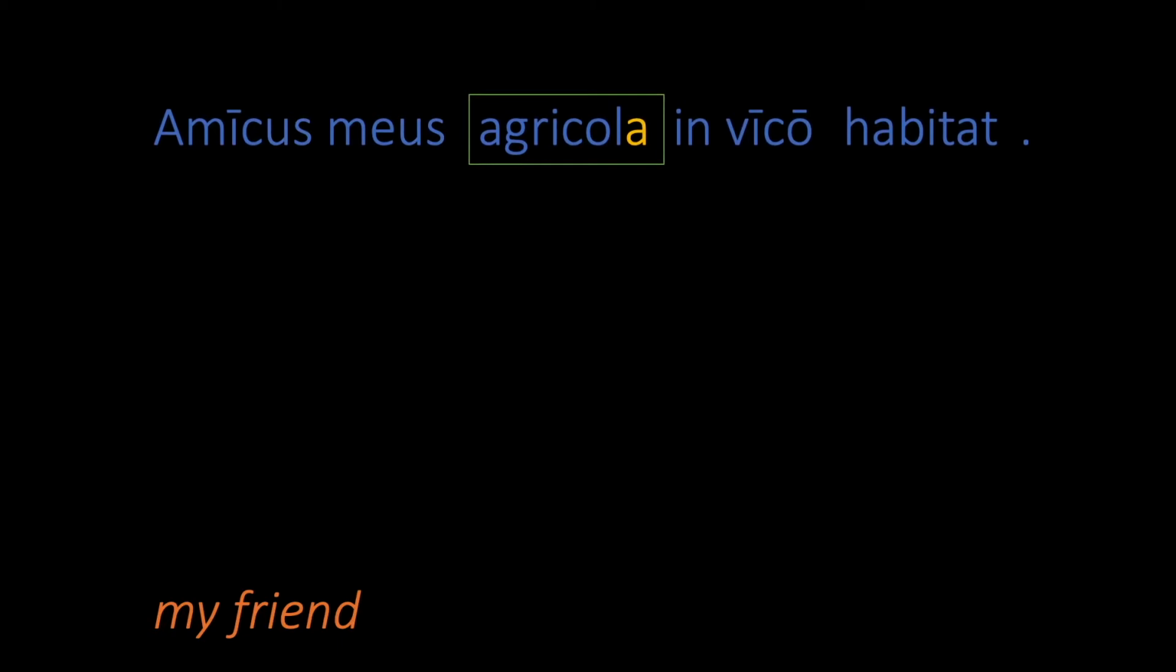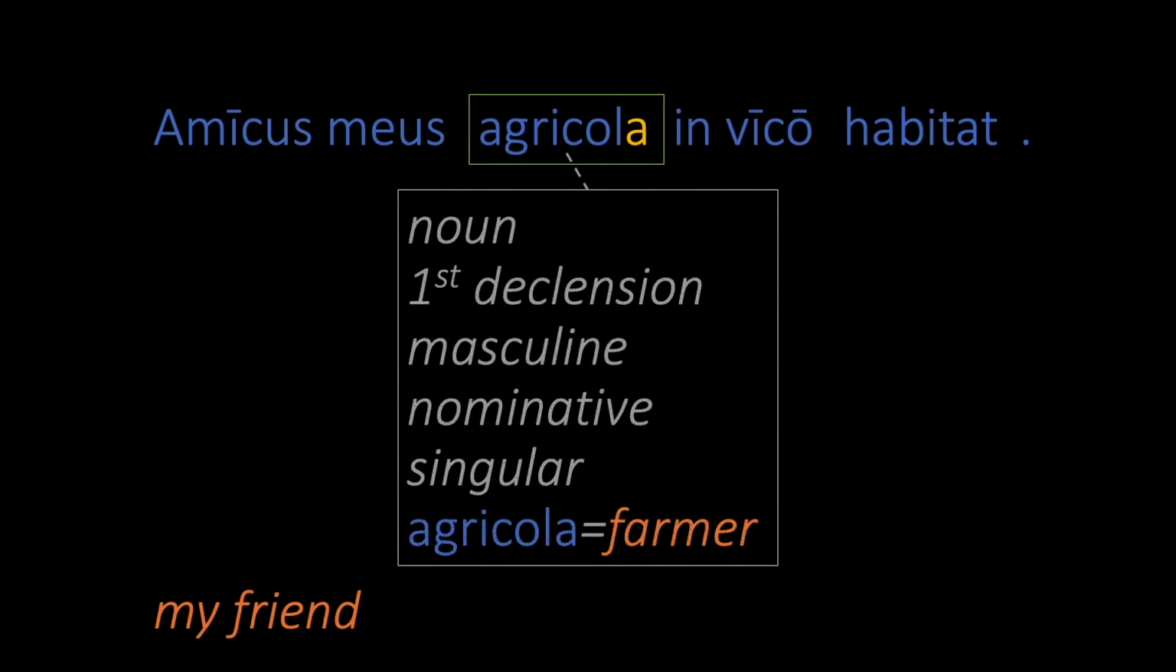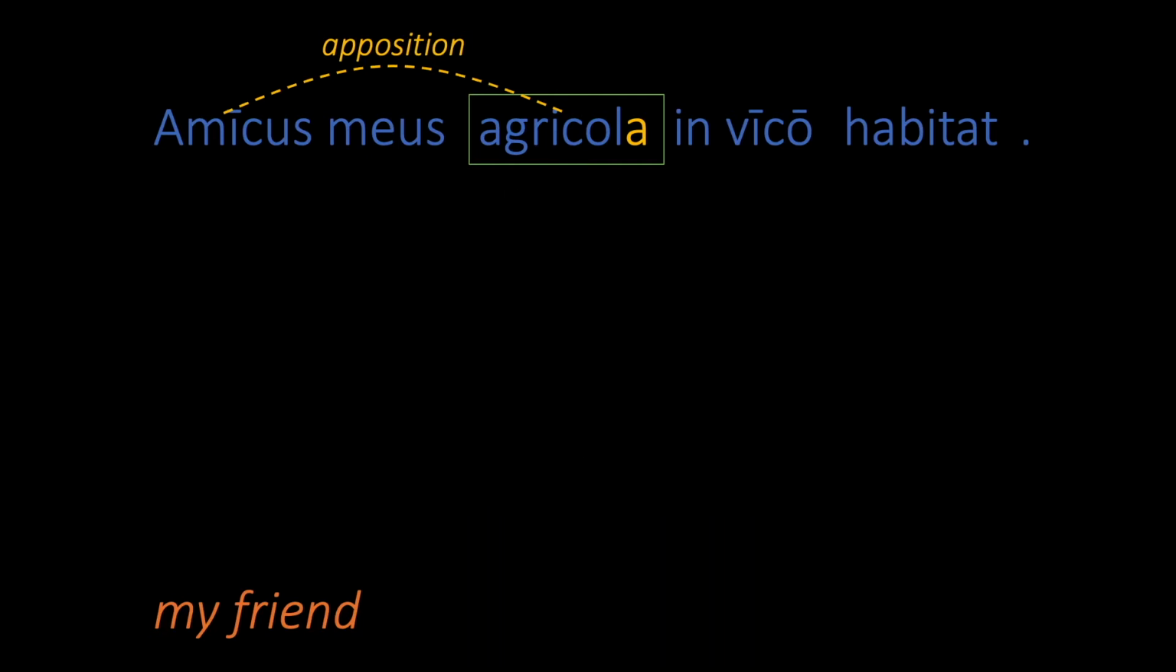Agricola is kind of hanging out here by itself. It's a noun in the nominative. Whenever we see two nouns of the same case in succession, we should consider the possibility of apposition. In other words, agricola, or the farmer, is simply another term for my friend, which I am appending here for the purposes of clarification.